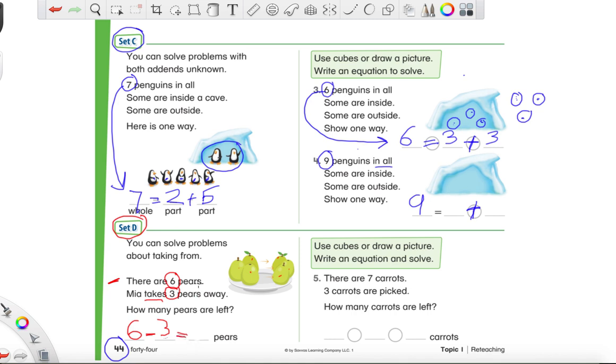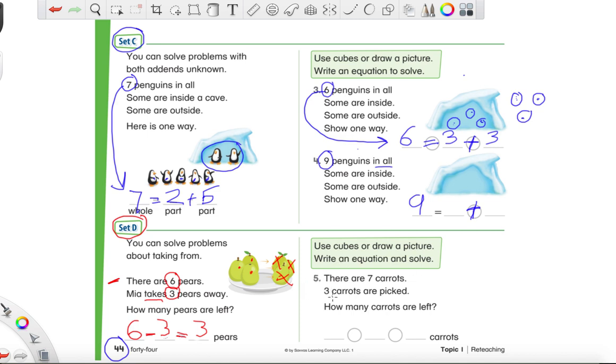And now we can use the picture they have up here to figure it out. We have 6. We need to cross out 3. 1, 2, and 3. How many do we not cross out? 1, 2, 3. So 6 minus 3 is 3. Okay, now if we were to add these, it would be a doubles fact. And we're going to have a whole bunch of fun talking about doubles facts later on this school year. Let's go on to number 5.